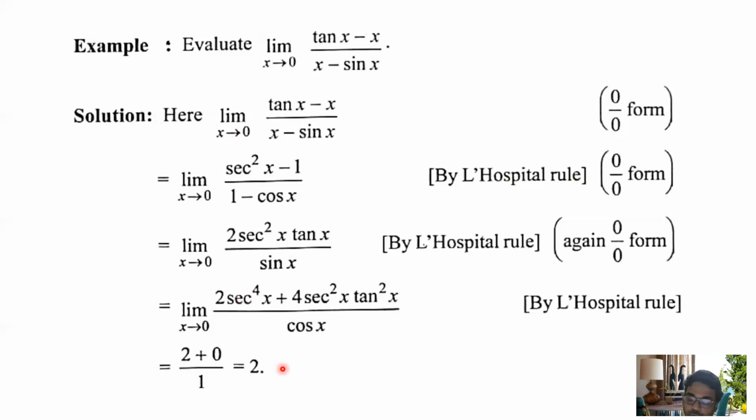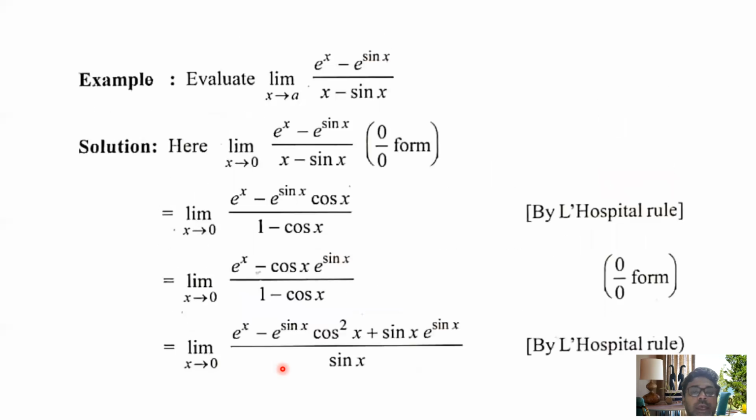So this is one form of L'Hospital's rule, that is the 0/0 form. Another example is to understand the limit as x tends to a.